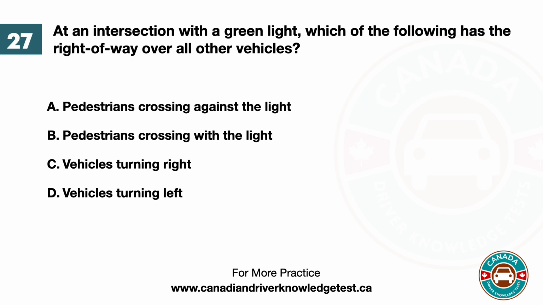Question 27. At an intersection with a green light, which of the following has the right of way over all other vehicles? A. Pedestrians crossing against the light. B. Pedestrians crossing with the light. C. Vehicles turning right. D. Vehicles turning left. The answer is B. Pedestrians crossing with the light.